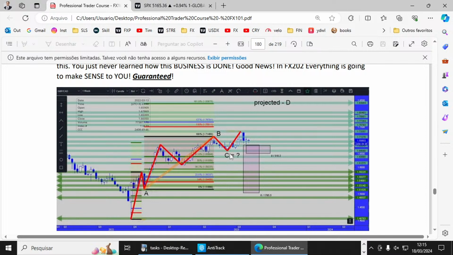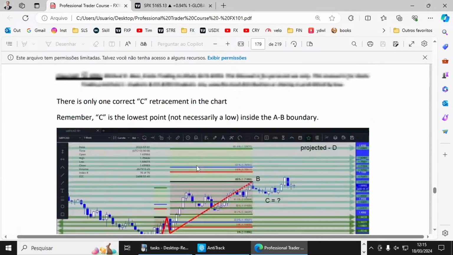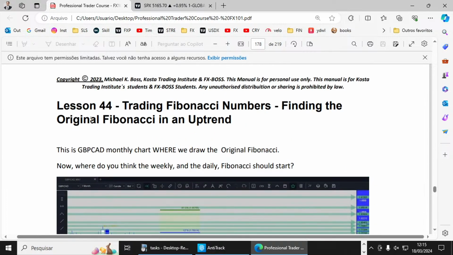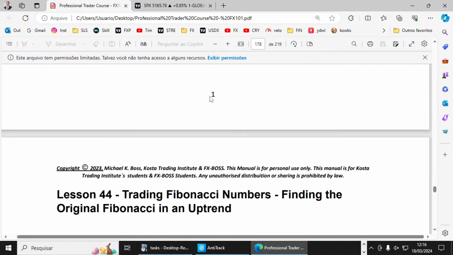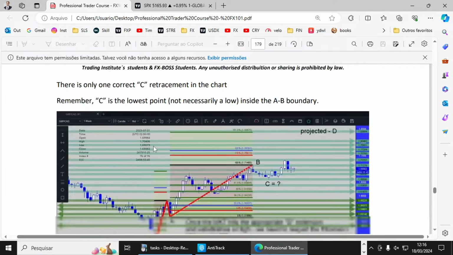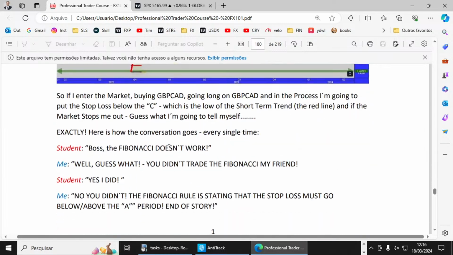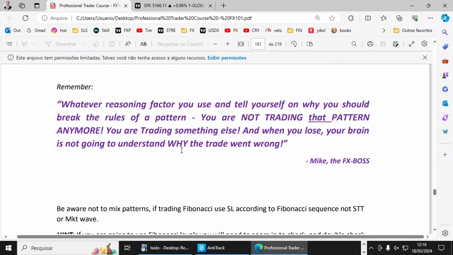Exactly, the short-term trend, right? The short-term trend. Everybody, from the manual, reread lesson 44. I believe the numbers are mixed, but anyway, reread lesson 44 a few times. You need to psychologically understand this conversation, okay?